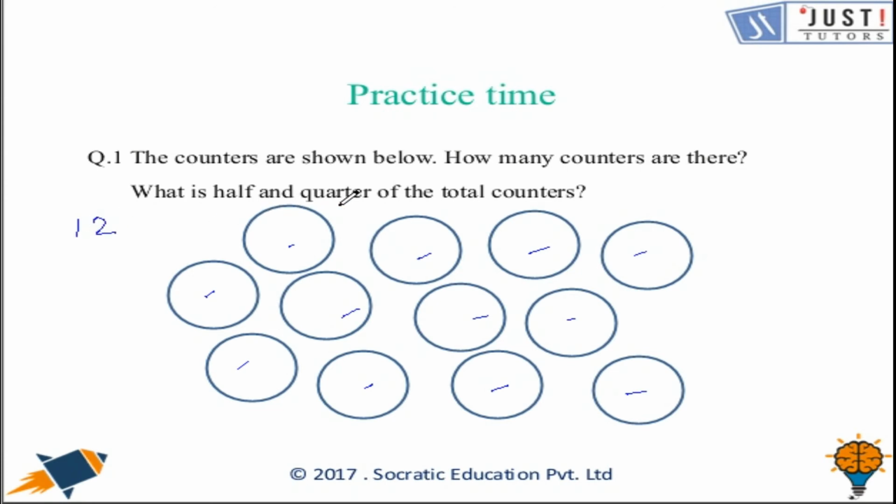What is half of the total counters? Half means 12 is split into two equal parts. That means 6 each. So half would be 6 counters. And now let's talk about quarter. Quarter means 12 has been split into 4 equal parts, and that would be 3 counters each.